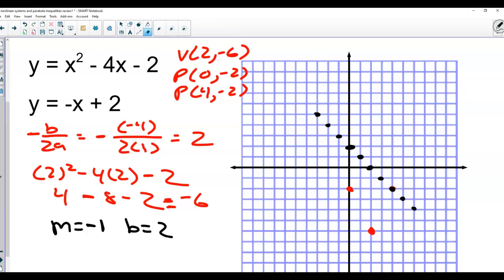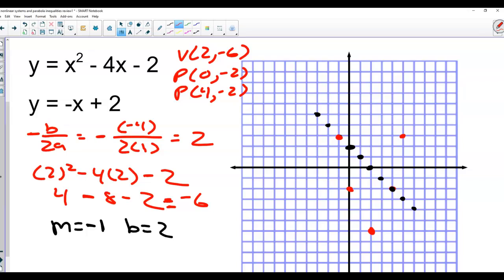Now, here's my parabola. It hasn't intersected yet. Probably have to move it a little farther up. If I were to plug in negative 1 in here, negative 1 squared is 1. Negative 4 times negative 1 is 4. 1 and 4 is 5. 5 minus 2 is 3. So negative 1, negative 3 is a point. And 5, 3 is a point. And there's my second point of intersection.